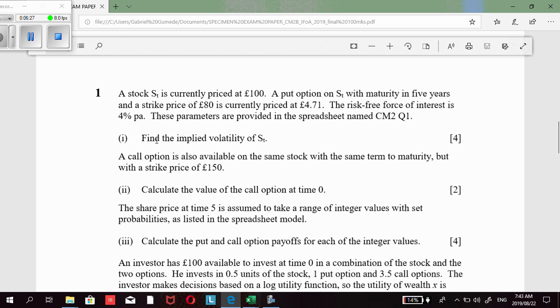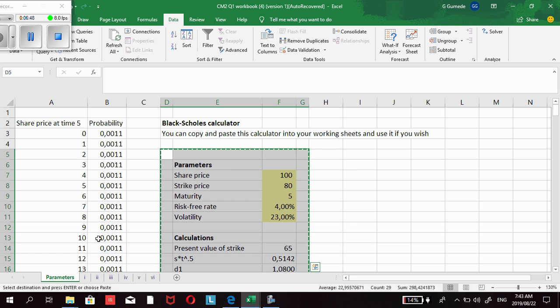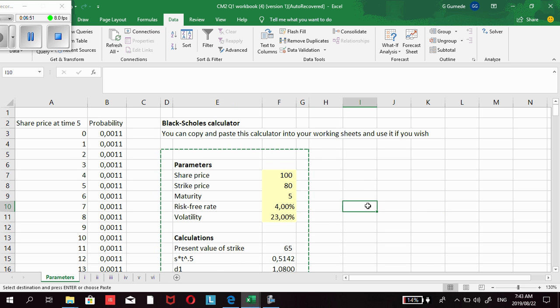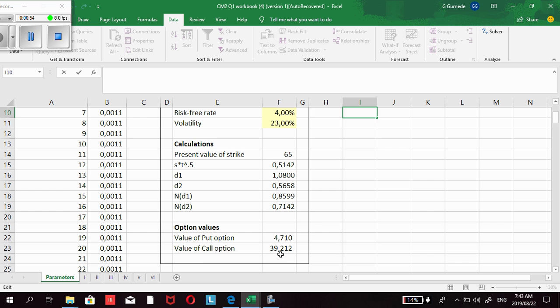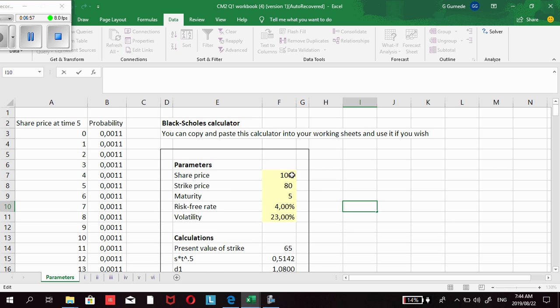Now, part 2 of the question. They're saying a call option is also available on the same stock with the same term to maturity, but now we've got a strike price of 150. Calculate the value of the call option at time 0. Do you agree with me that that is not a problem, because you come here again. Now I want the value of the call option. My share price is still 100, but my strike price is now 150. So I'm going to substitute that. My maturity is 5. The risk-free rate is 4%.